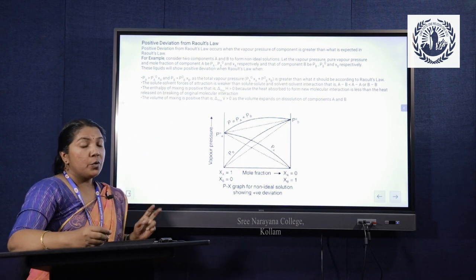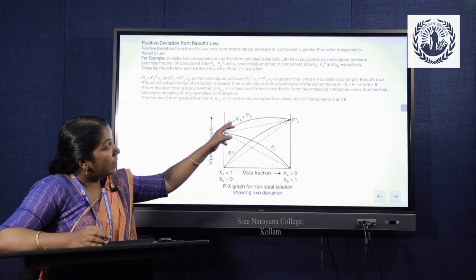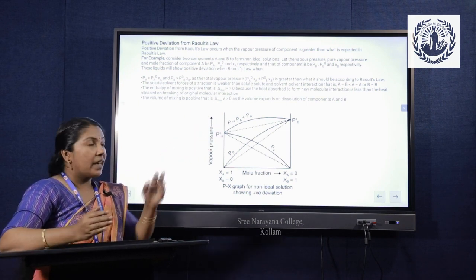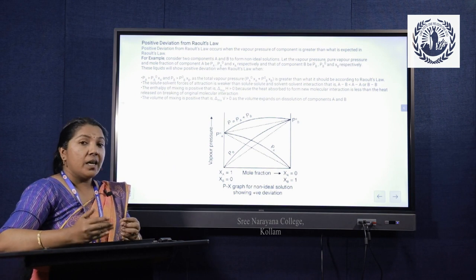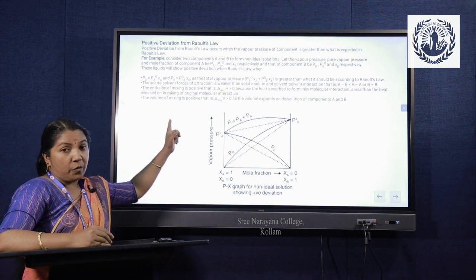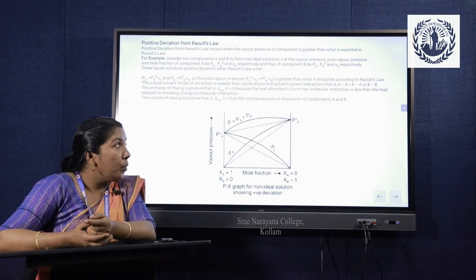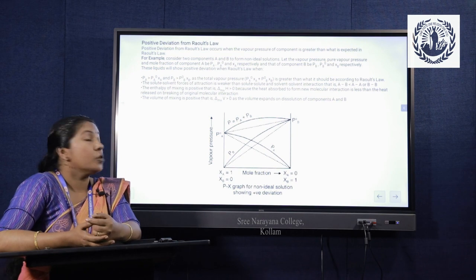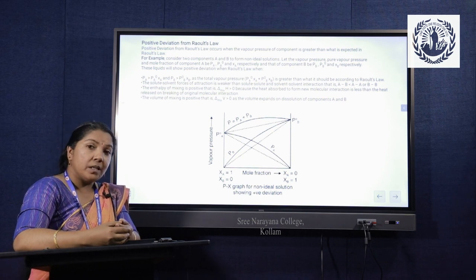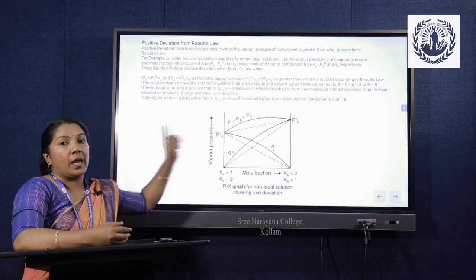In the case of a solution showing positive deviation, we have to express it in terms of molecular interaction. The A-B interaction, that is interaction between unlike molecules, is less than the interaction between like molecules, AA or BB interaction. So the enthalpy of mixing, delta H mixing, will be greater than 0, because the heat absorbed to form new molecular interaction is less than the heat released on breaking of original molecular interaction. Similar is the case with delta V mixing, which is also greater than 0, since the volume expands on dissolution of the components A and B.